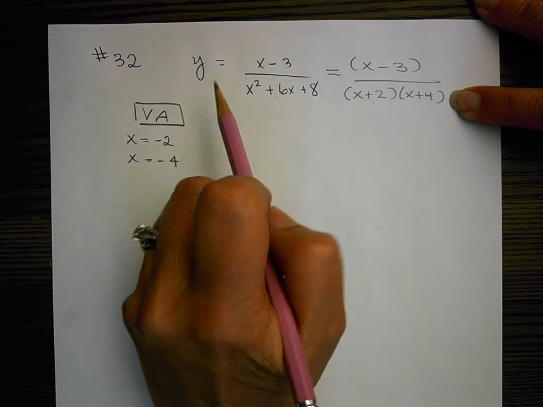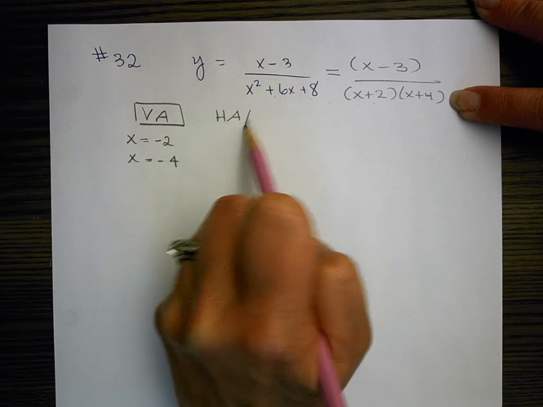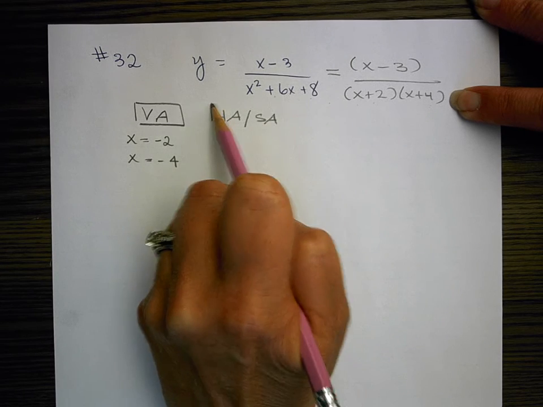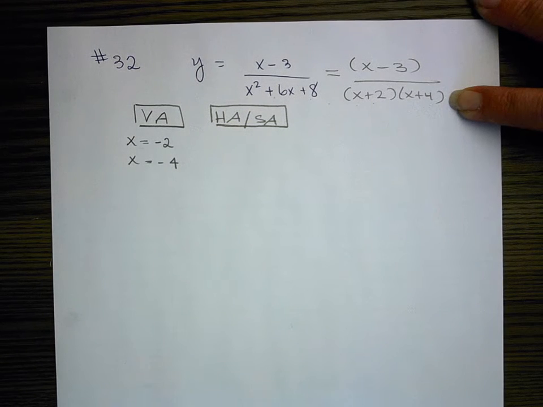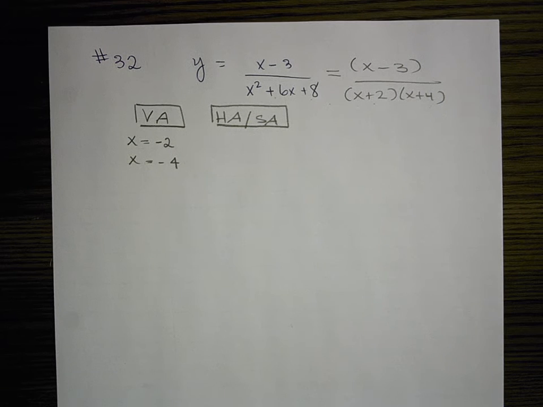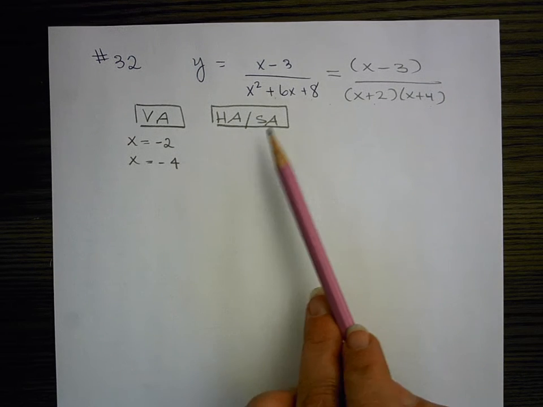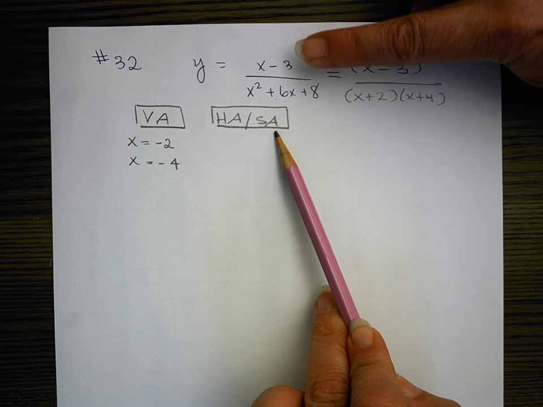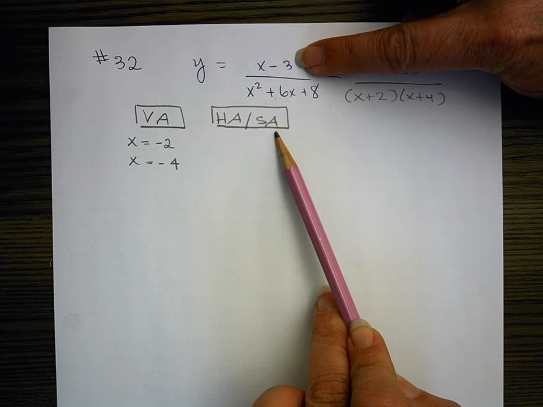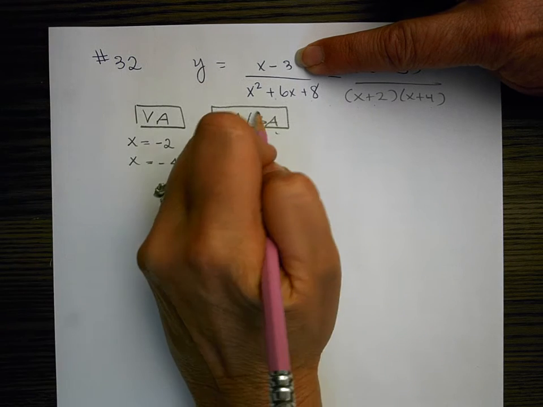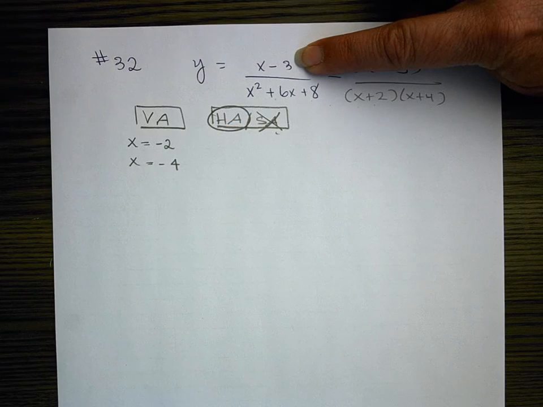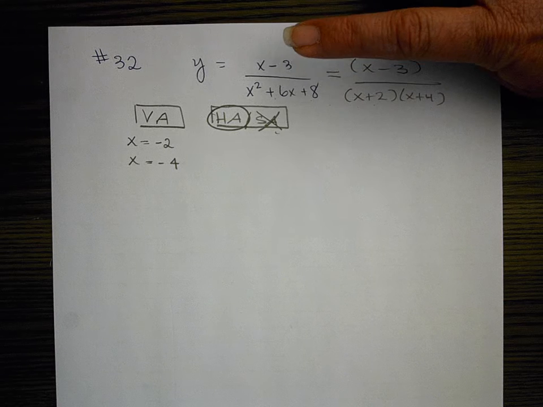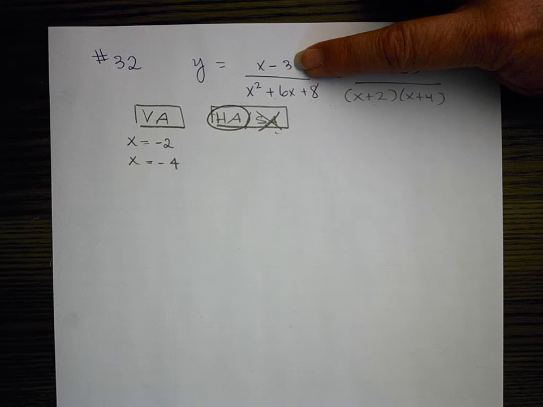And then I can either have a horizontal or I can have a slant, right? I can't have both, so one or the other. And I know I have a slant if the numerator has a higher power. So here, the numerator has a smaller power, right? So it is not going to have a slant. So that means it's going to have a horizontal, right? The numerator has to have a higher power to have a slant asymptote.